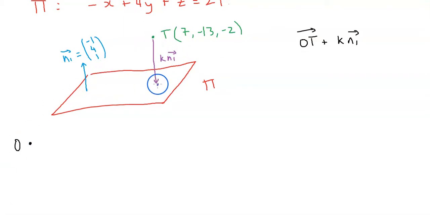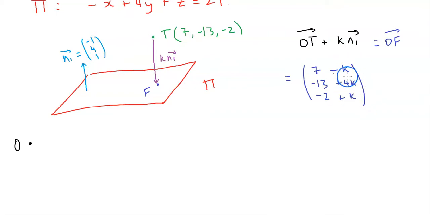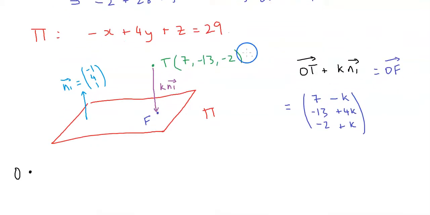And so that will arrive us at some point F for the foot of the perpendicular. So that's equal to OF. Alright, so writing that in full, we have OT is (7, negative 13, negative 2), plus k times n1, so that will be minus k, 4k, k. Alright, and that is supposed to be inside our plane, which means the x, y, and z coordinates of this should satisfy this equation here.